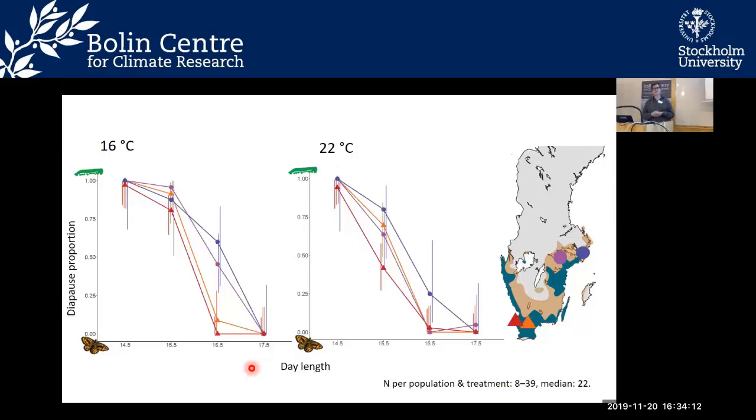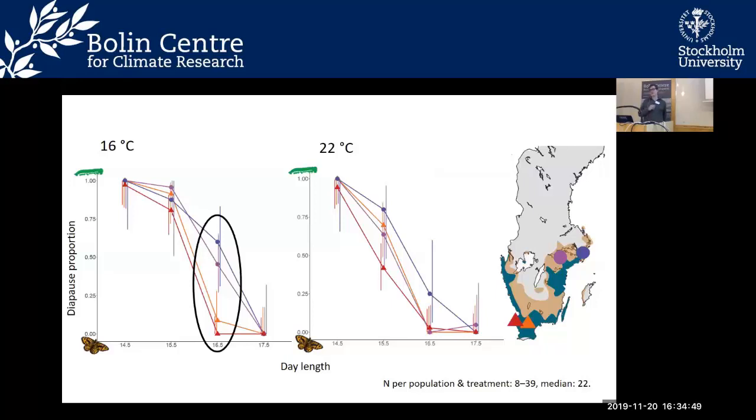What we see is that obviously day length affects whether they enter diapause or not. In the short days, they all enter diapause. In the long days, almost none of them do. And we have the difference we were looking for. For the two northern populations at 16.5 hours, the next longest day length, half of them entered diapause, while almost none of the southern individuals did.